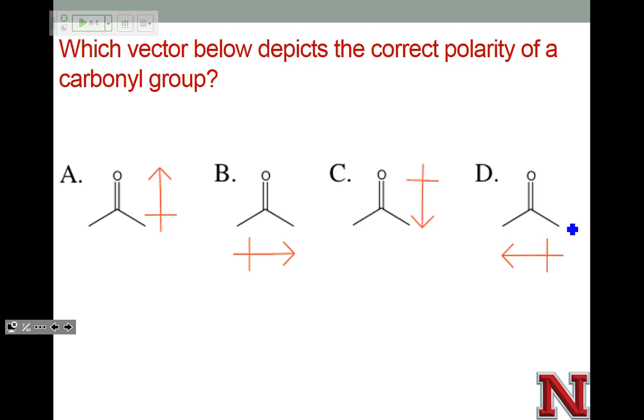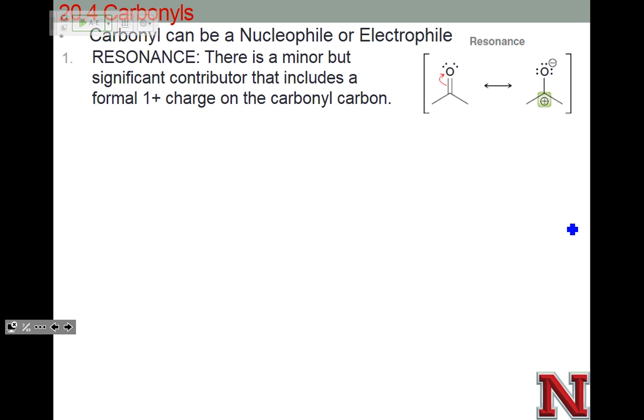And all of that's for chapter 1 in this class, pretty much. So that's what we're going to do with this functional group. We're going to dissect it. First off, a carbonyl. It can behave as a nucleophile or an electrophile. So let's look at that.